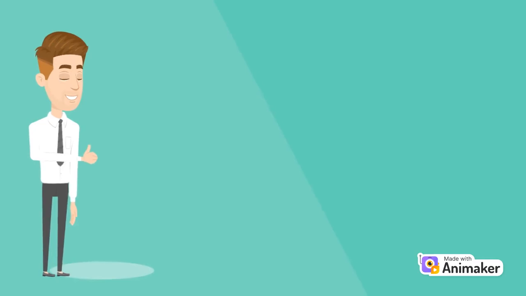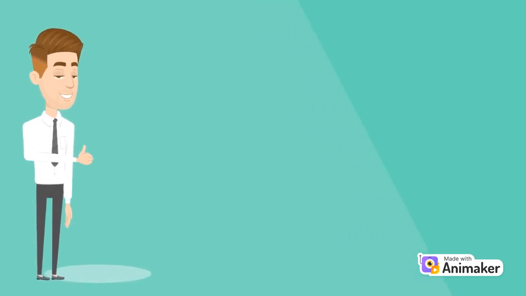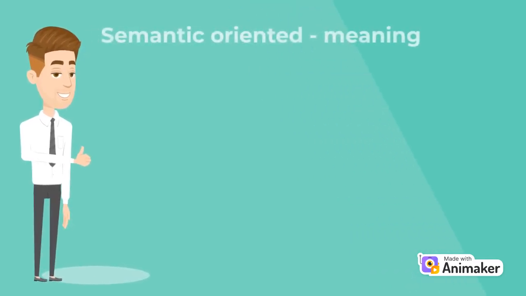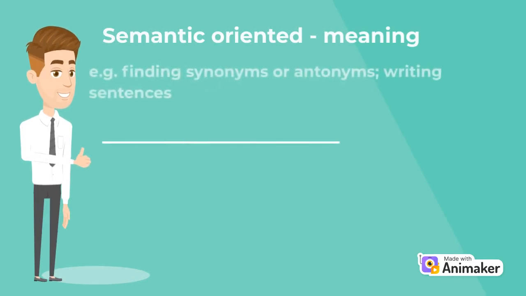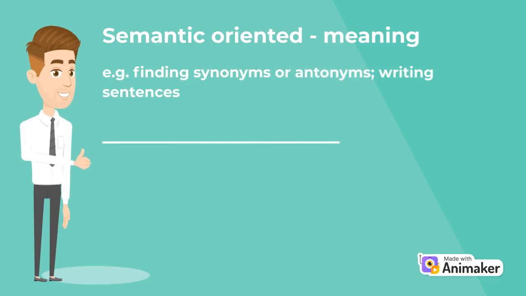There are 2 types of pre-task activities. One is semantic-oriented, which means to work with meaning of the target collocations. For example, finding synonyms or antonyms for one of the collocating words in the collocations. Another example of a semantic-oriented pre-task activity is using the collocations to write sentences.